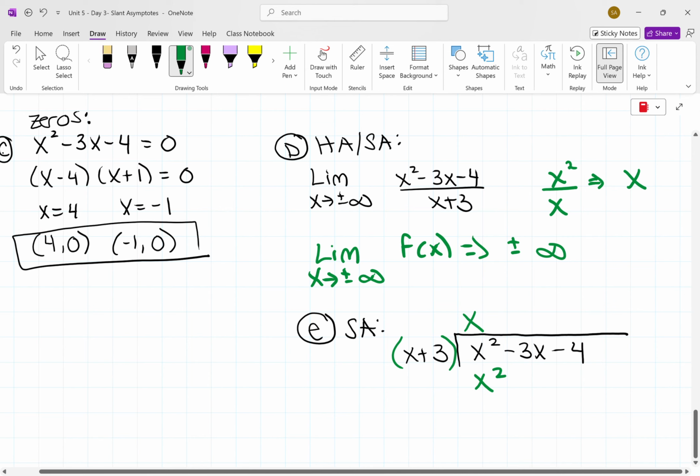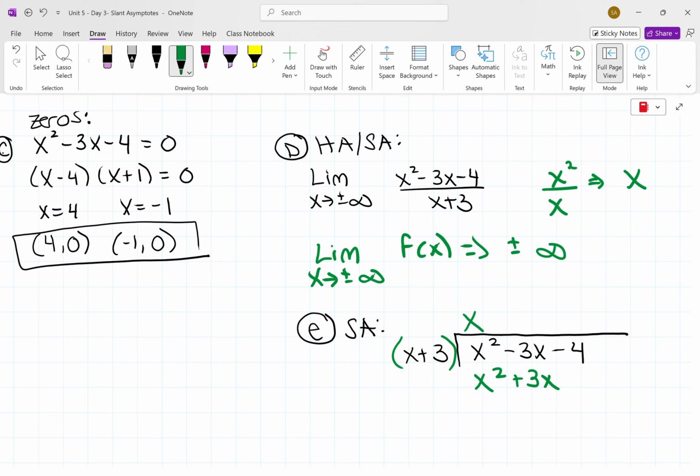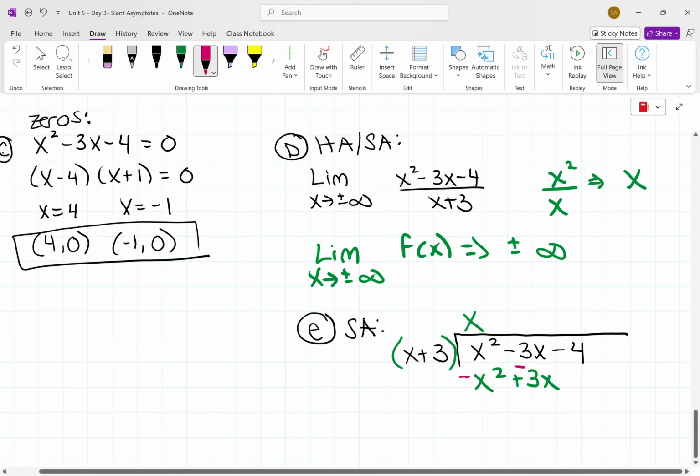So x times x is x squared. x times 3 is a positive 3x. But when we subtract now, don't I have to distribute in that negative? So all the signs become the opposite. So the x squareds cancel, and then I have negative 3 plus a negative 3, which is a negative 6x. Bring down that negative 4.